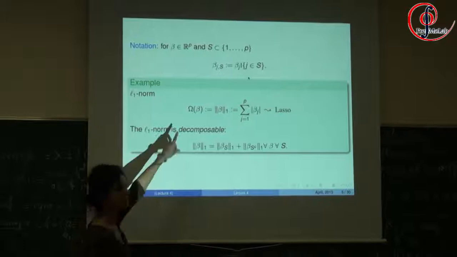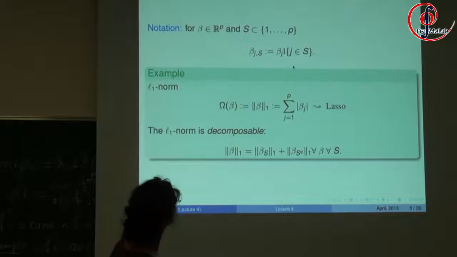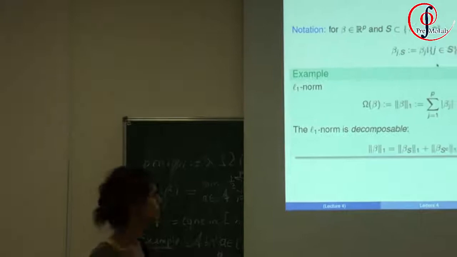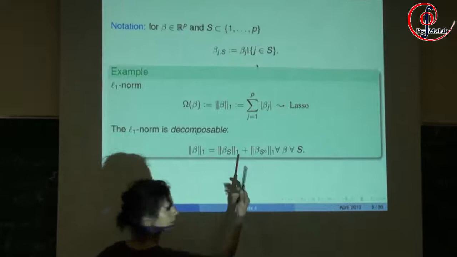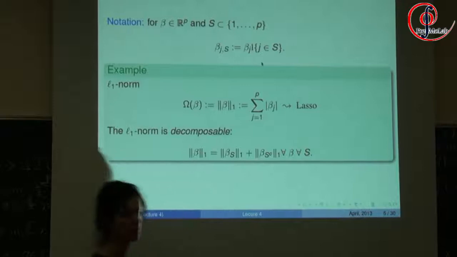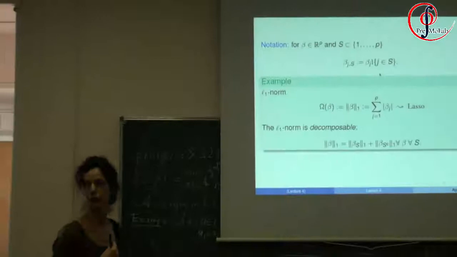Alright, so now the notation is as before, so we can call beta_S the collection of betas, putting them to zero if they're outside the set S. Now what I need is a certain property of the norm, which I call decomposability. It is this property of the L1 norm, that if you take any subset S of the variables, you can write the L1 norm of the vector as the L1 norm of the parameters inside the set S, plus the L1 norm of the parameters outside the set S. That's very special for the L1 norm. That's called decomposability. If you think about it, it's not true for the L2 norm.